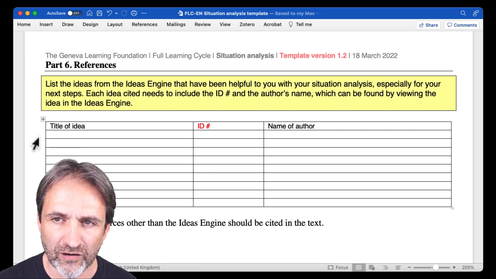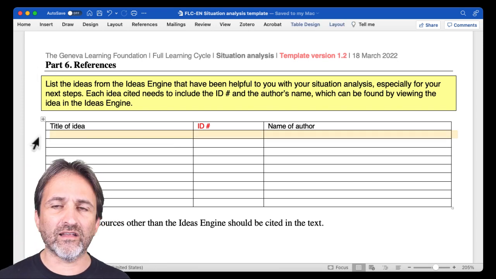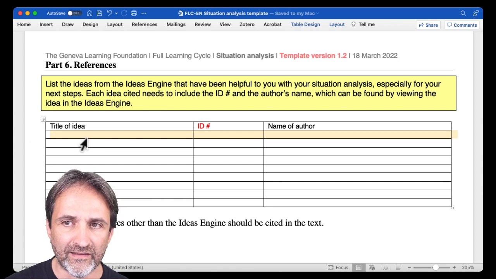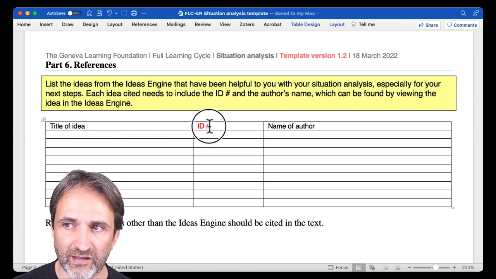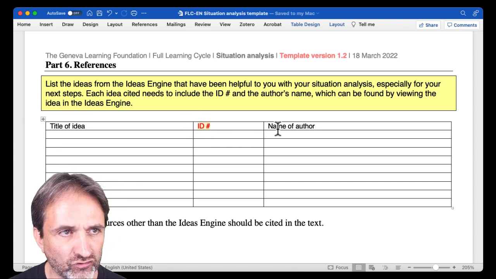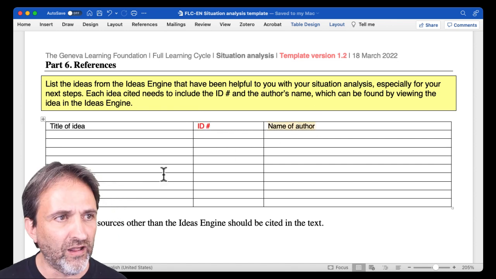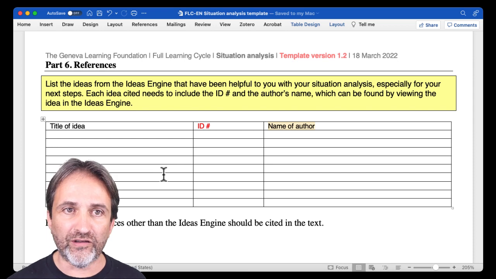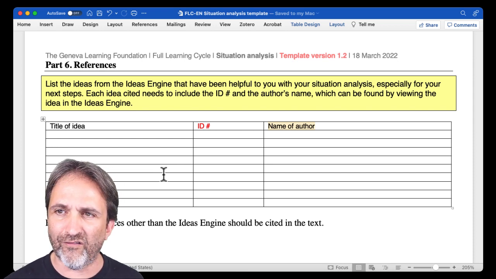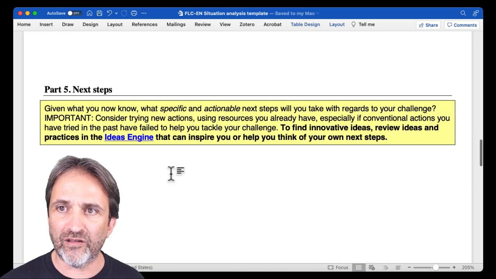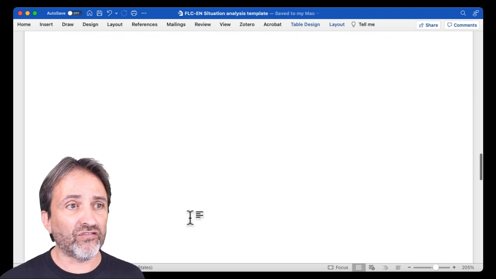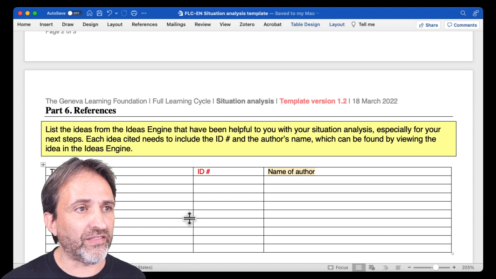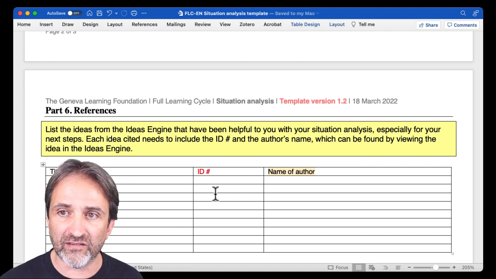And you can help us here and help yourself, because remember, in the Ideas Engine, you'll find innovative ideas. And we ask that you reference them, you document them here. There's the ID number. We'll show you how to get that in the tutorial, and then the name of the author. This is also a way of honoring your colleagues. If their ideas and practices have helped you think of next steps that you can take against your challenge that are going to be helpful, then this is a great way to recognize that they have added something for you, that they have done something for you.